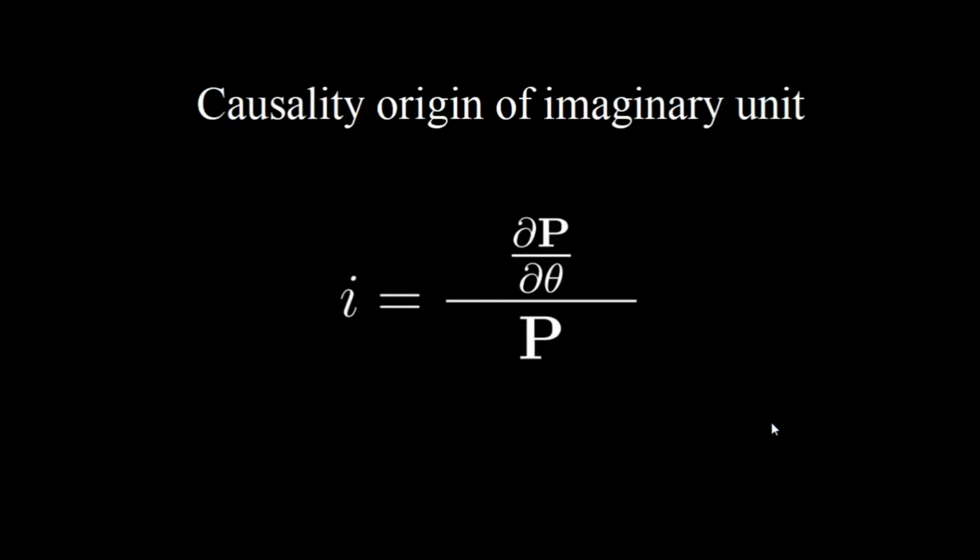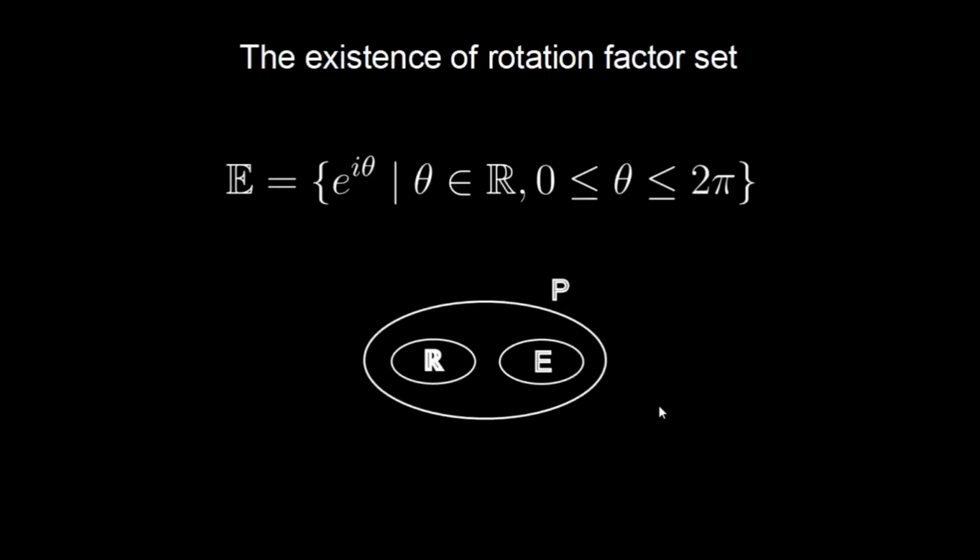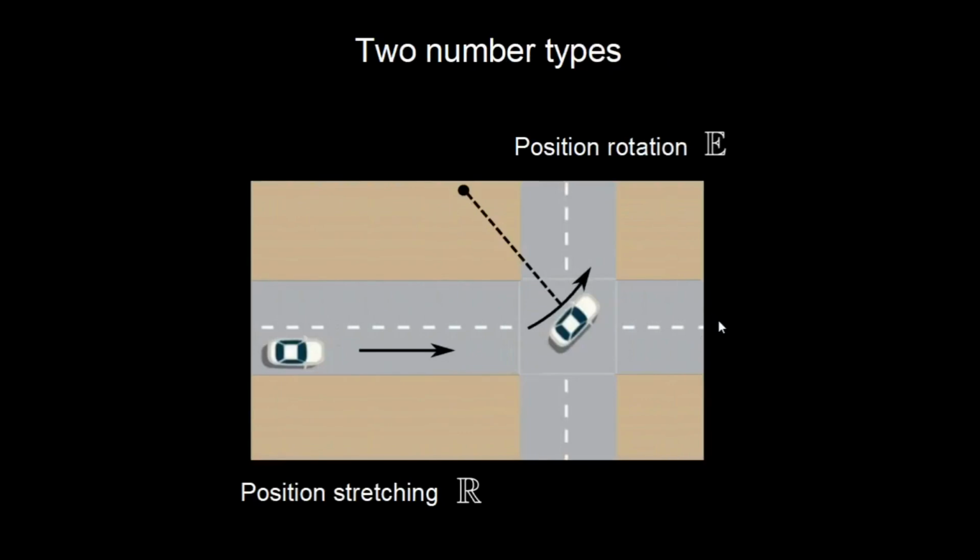In the end, let's summarize the key points. Fundamental equation of position vector rotation has been discovered. Causality origin of imaginary unit has finally been found. The existence of rotation factor set has been discovered. From the point motion perspective, numbers may be classified into two basic types: real numbers in set R for position stretching, rotation factors in set E for position rotation.